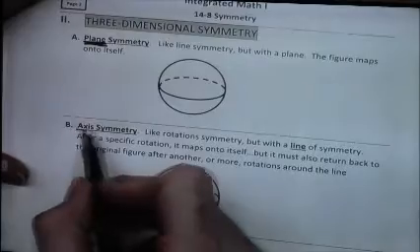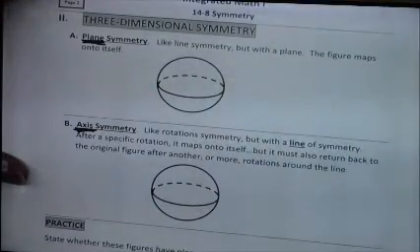Let's take a look at the next page. Now we're talking 3-dimensional symmetry, and this is where you have to remember that you have plane symmetry and axis symmetry, and the words matter. So when you're talking about 3-dimensional, don't call it line or rotational.